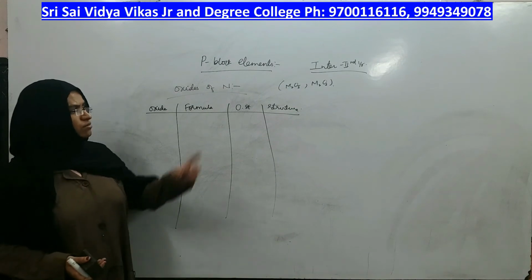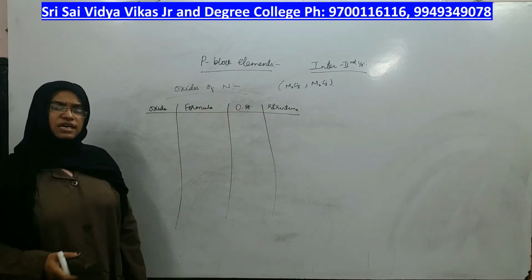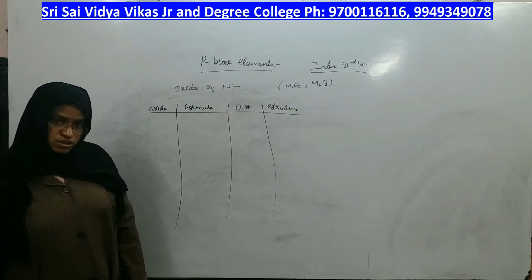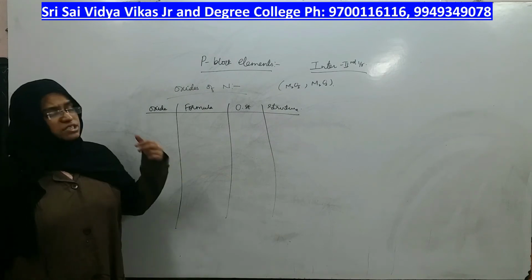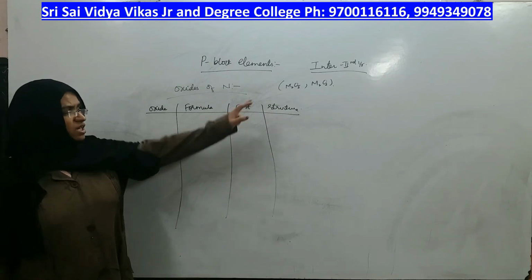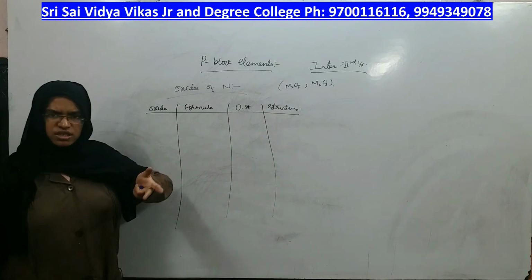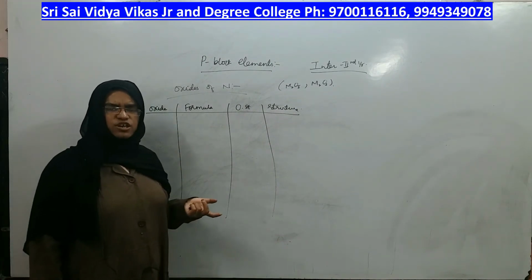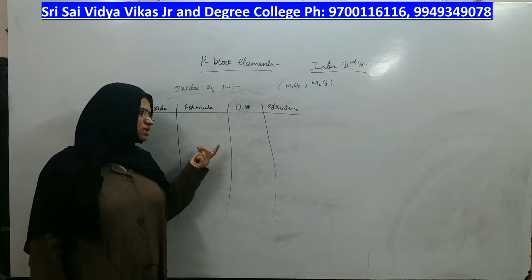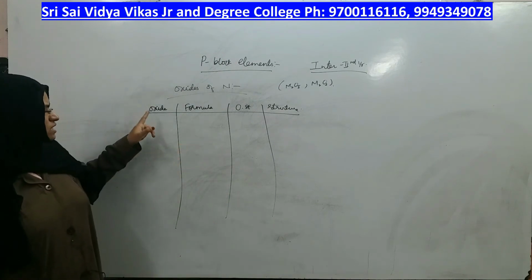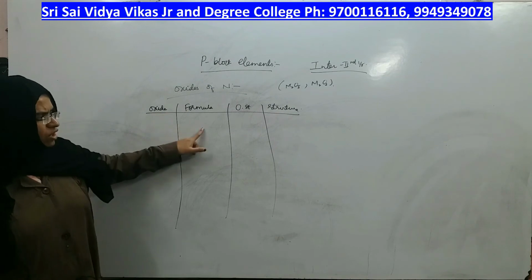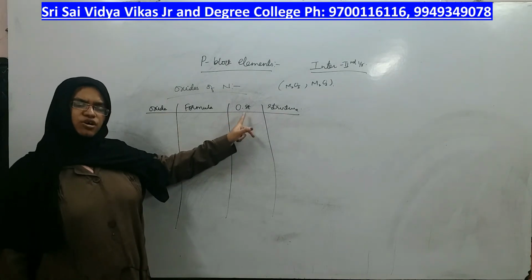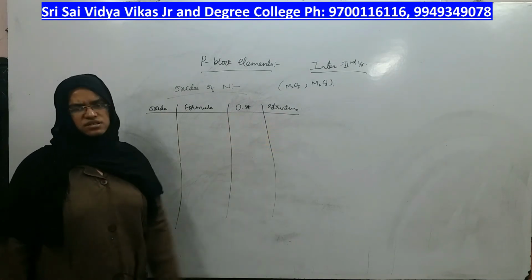Nitrogen can form those two types of oxides as well as some other oxides also, right? So it forms different types of oxides. In addition to those two, some other oxides also it will form. So what we will do, we will study all the oxides of nitrogen under a single table, in which we will look at its name, its formula, oxidation state on nitrogen and its structure.